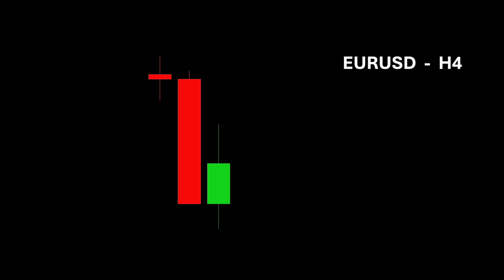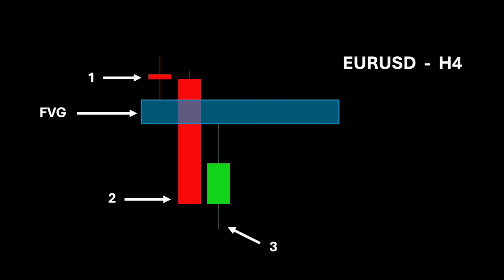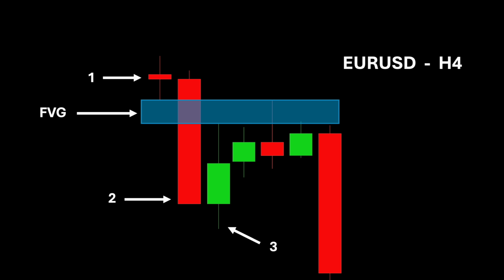Real bearish fair value gap on EU on the 4-hour time frame. 3 candles numbered. Blue zone between the low of candle 1 and the high of candle 3. Price rallied back up into the fair value gap and immediately reversed downward. Same pattern, same precision, just the opposite direction.